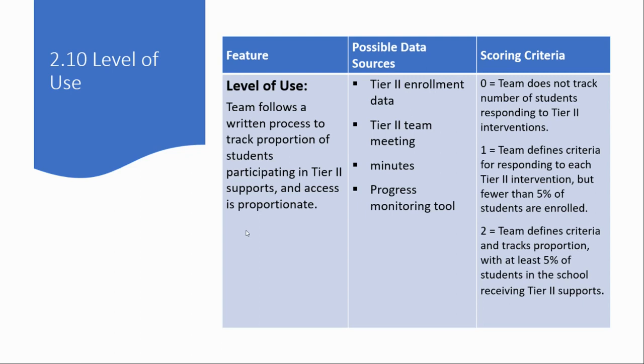So remember that your tier 2 supports can serve anywhere from 10 to 15% of your students. Your tier 1 supports, if implemented with fidelity, should be sufficient to support 80% of your students. If you're finding that you have more students in need of tier 2 intervention supports, you always want to go back and look at your tier 1 implementation to ensure that it's being implemented with fidelity, and maybe tweak some of the implementation processes and systems to ensure that they are supporting all students.